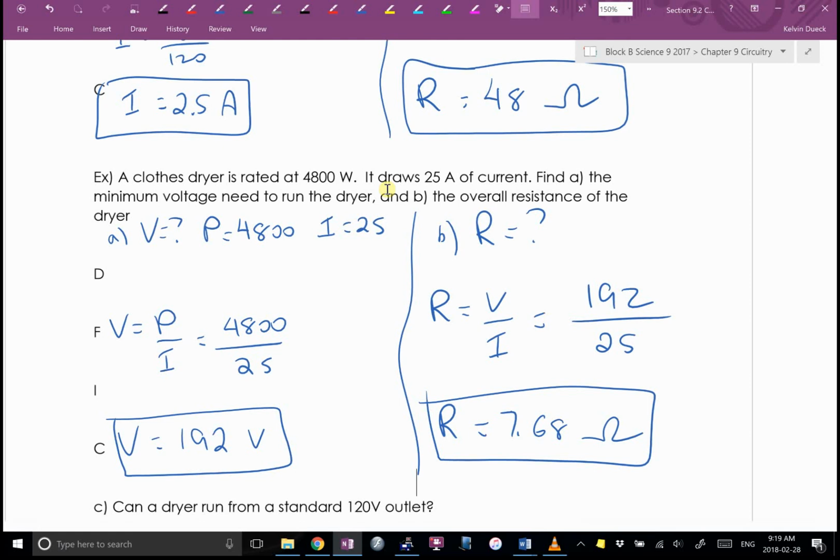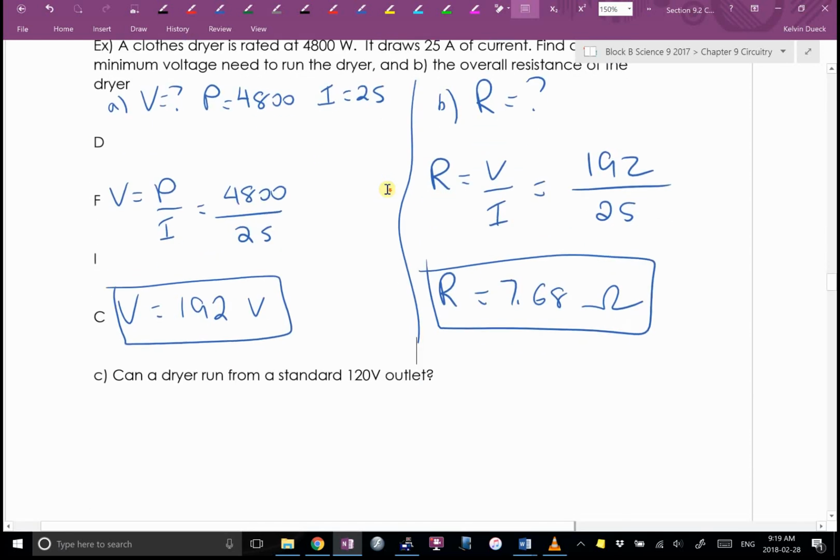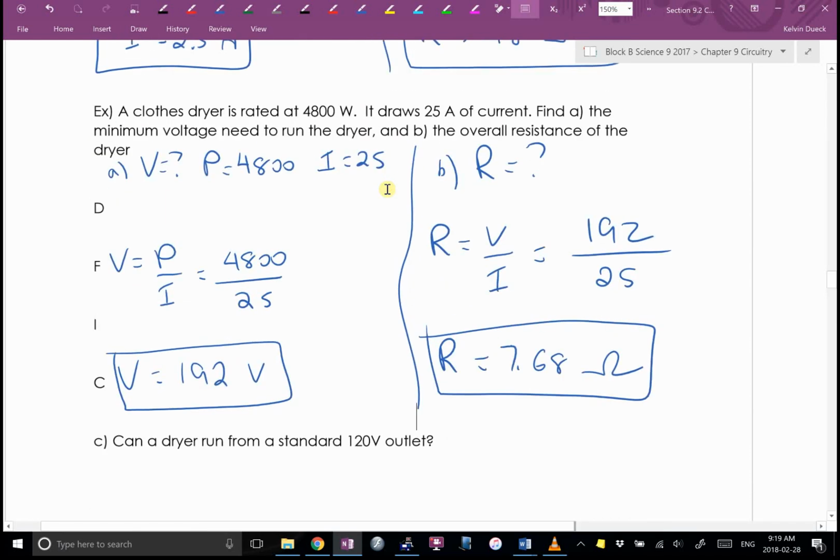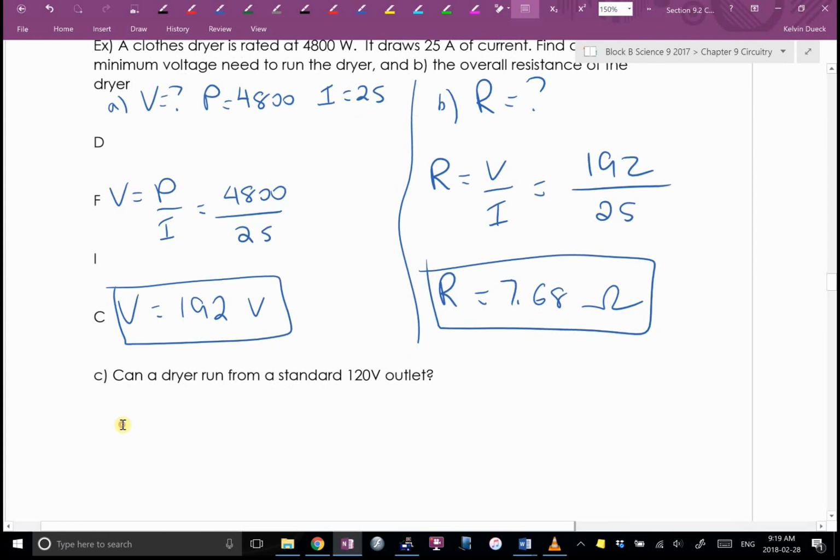So, part C, can a dryer run from a standard 120 volt outlet? No. It's why if you're ever building a house, you have to decide well ahead of time where the dryer is going to go, because the electrician has to wire that room specially. Where's the kitchen and the stove going to go? They have to wire that outlet specially. So, no.